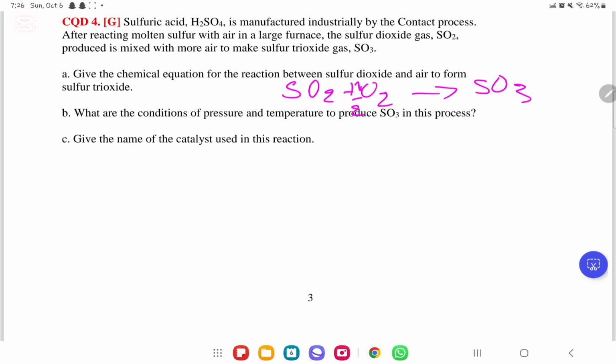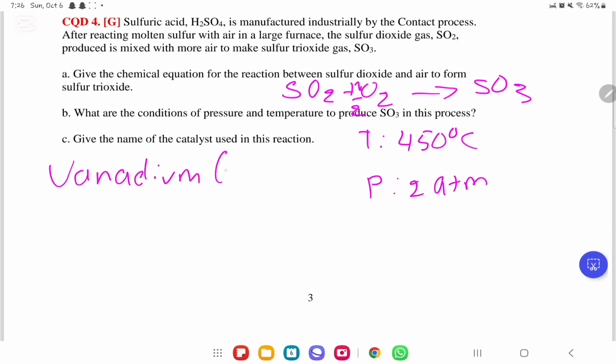Now, B. What are the conditions of pressure and temperature to produce SO3 in this process? Again, temperature was 450 degrees Celsius. Pressure was 2 atmospheres. Give the name of the catalyst used. It was vanadium(V) oxide.